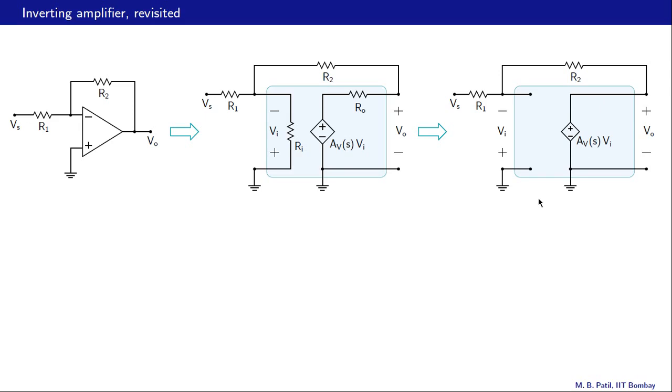And now what we want to do is to get VO by Vs as a function of frequency, and that frequency dependence of course will come from the frequency dependence of AV of the op amp, which is shown over here as AV of S.